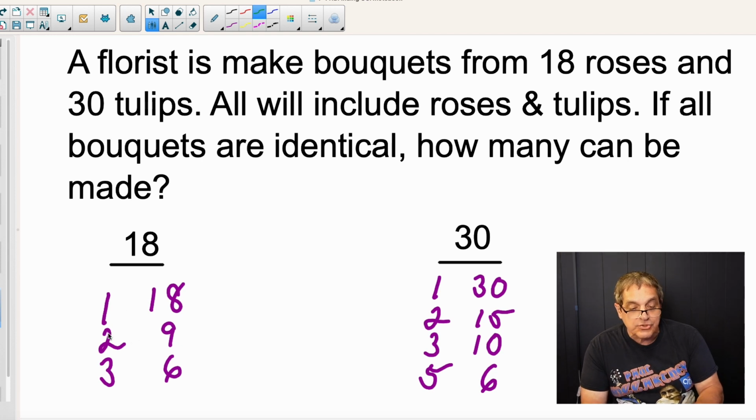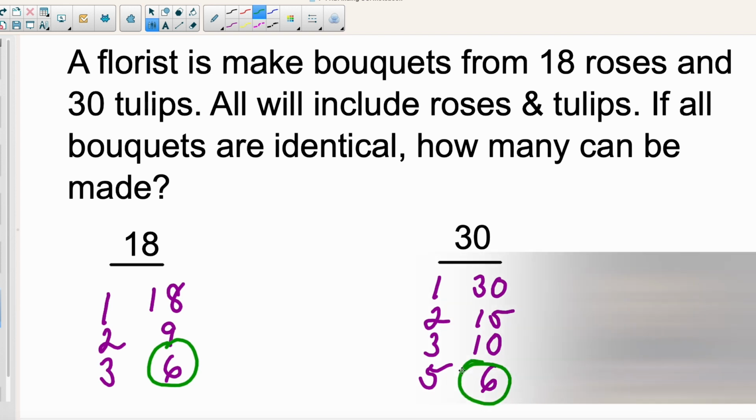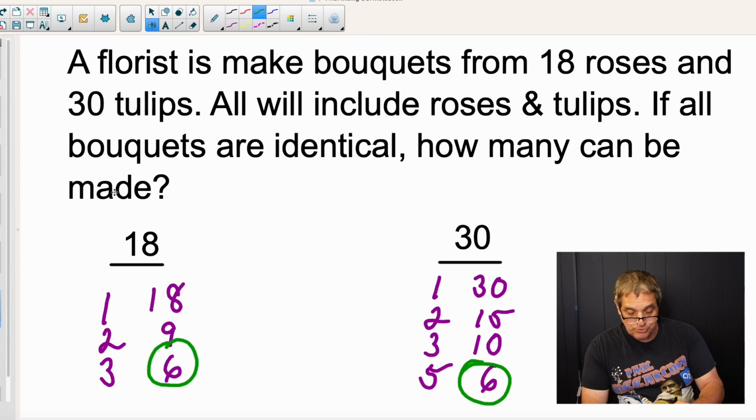Notice 2 is a common factor, but it's not the greatest. 3 is a common factor. It's not the greatest. What is the greatest common factor? The greatest common factor is 6. So therefore, 6 bouquets can be made using roses and tulips. So there is our lesson on greatest common factor. Go see my lesson on least common multiple, and then you'll have everything all put together.